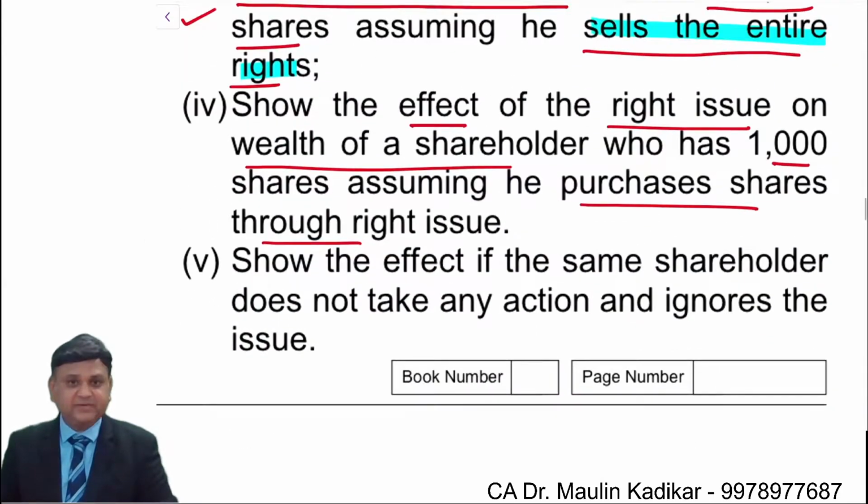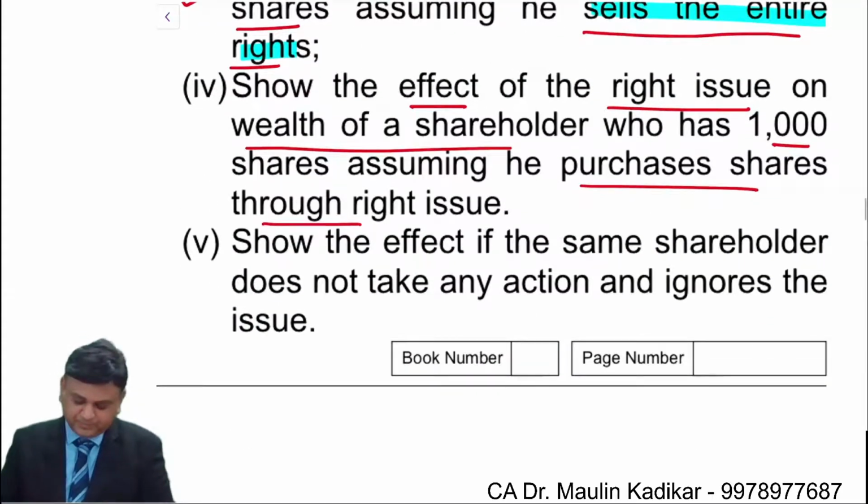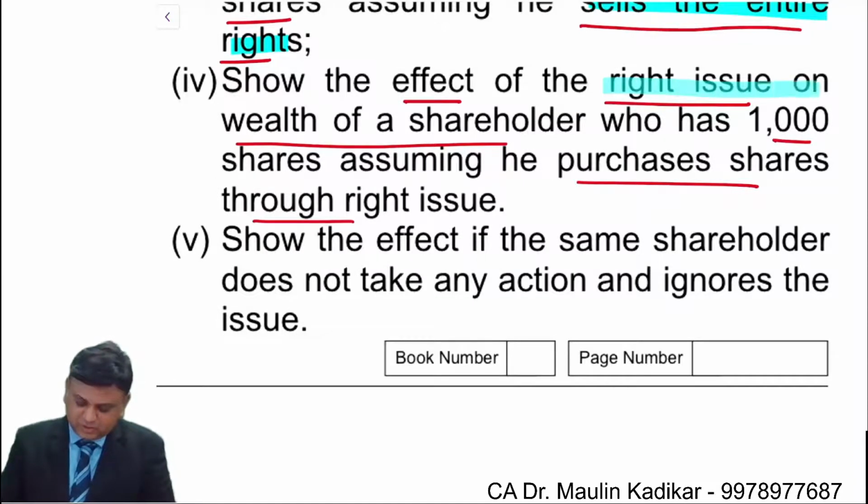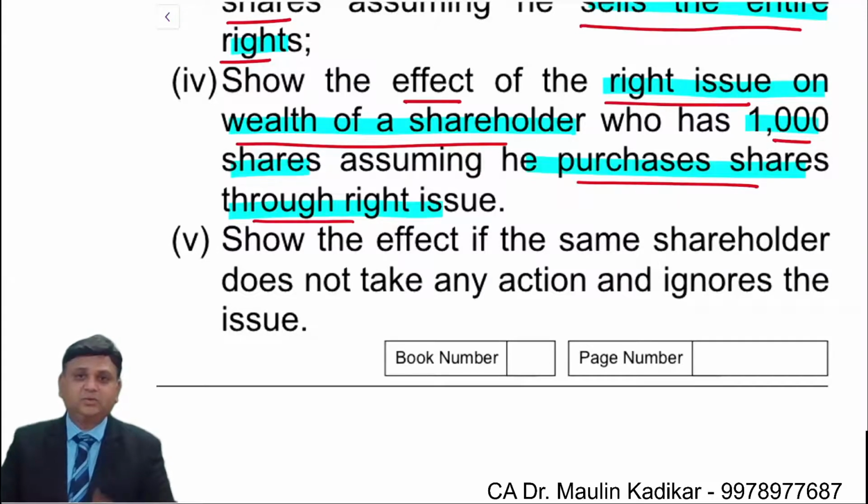Next, fourth question. Let us have a discussion before we write the answer for the third one also. Show the effect of the right issue on wealth of a shareholder who has 1000 shares, assuming he purchases the shares through right issue. Try to calculate the answer on your own. Let us have understanding. So information is given that suppose an investor is purchasing the shares, then what would be the impact, that is the question. So before right issue I was holding 1000 shares. The price of that is 30. So its value is 30,000.